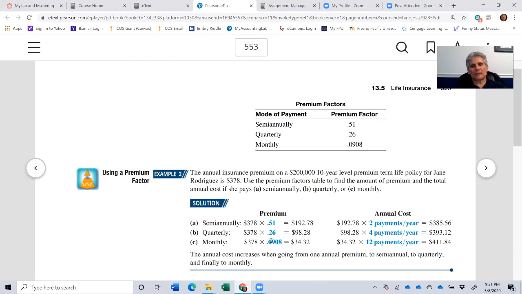Same with quarterly, 0.26, that's $98.28 per quarter, times 4 is $393.12. She could have paid $378, instead quarterly payments total $393.12. And monthly payments, $378 times 0.0908 equals $34.32. $34.32 times 12 payments gives us $411.84.